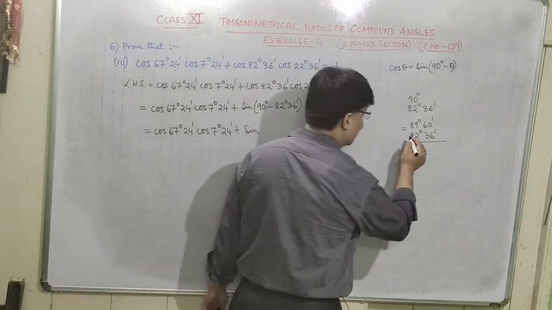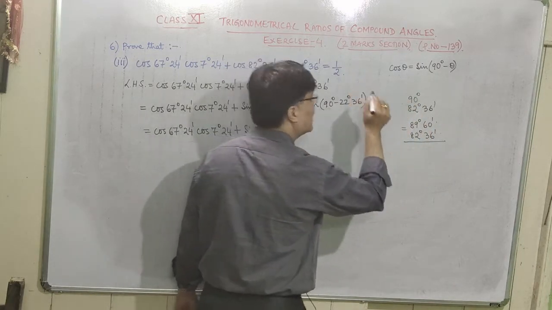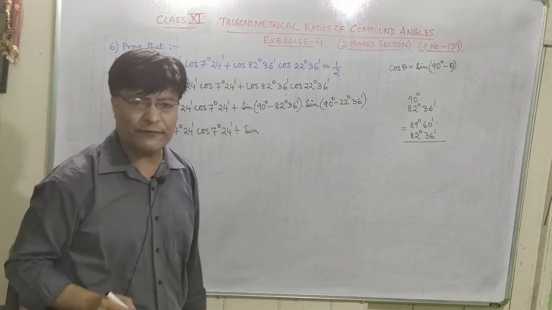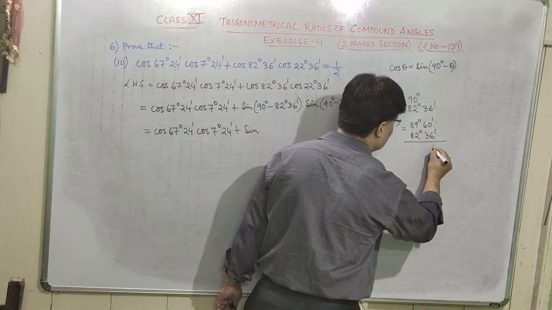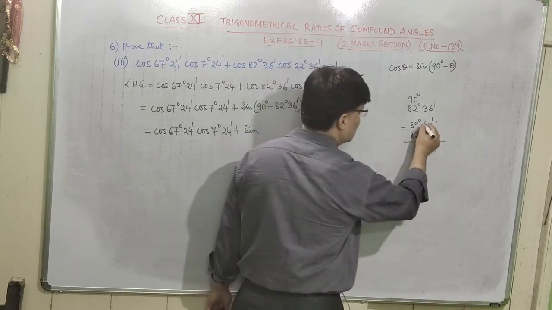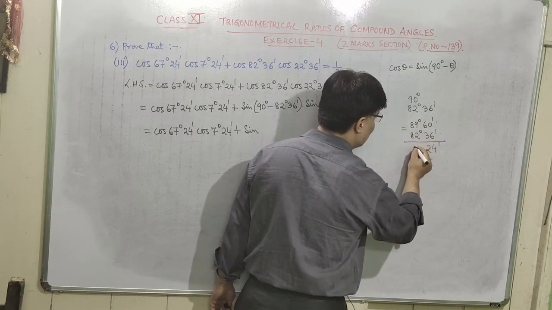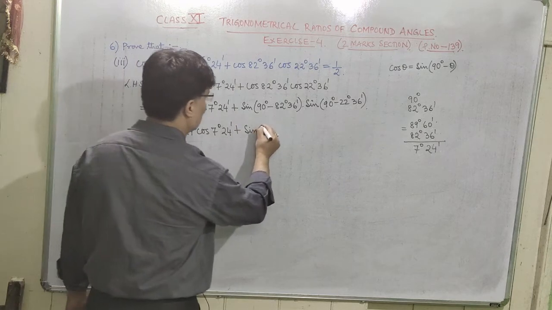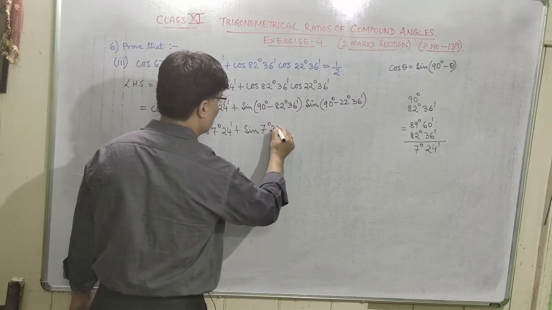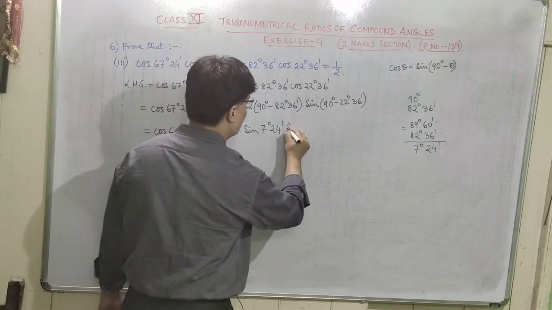In order to subtract this 82 degree 36 minutes from 90 degree, this 90 degrees should be written in terms of 89 degrees 60 minutes. So let us subtract it. 60 minus 36 is 24 minutes. And 89 minus 82 is 7 degree. So it is 7 degree 24 minutes. Okay. Then again there is sine.